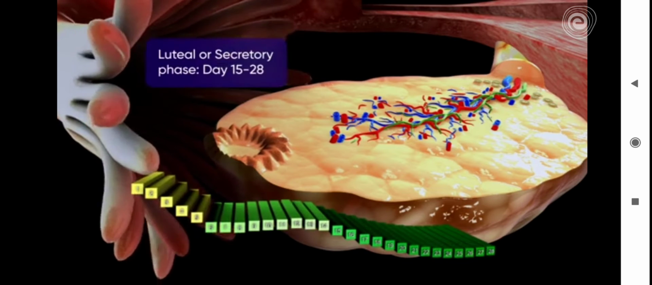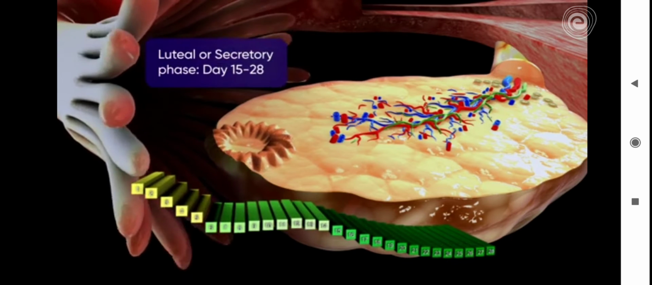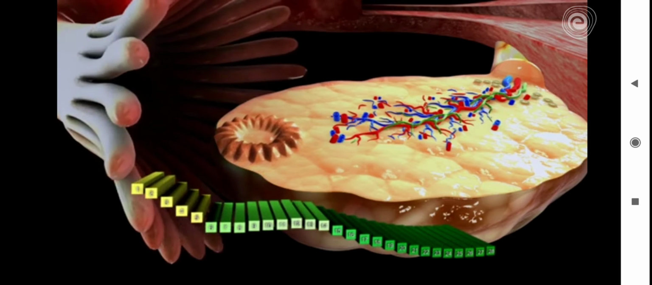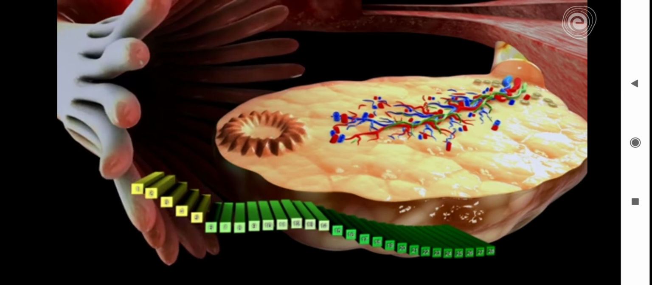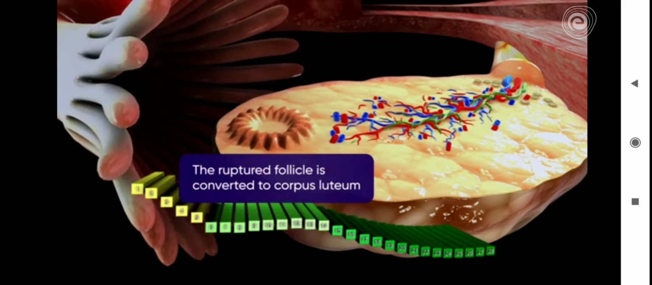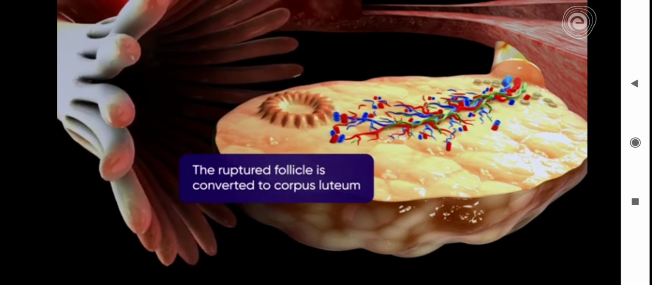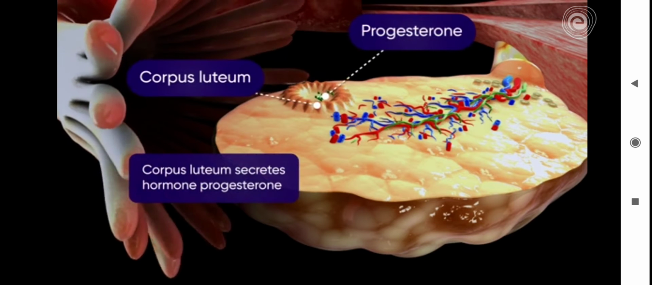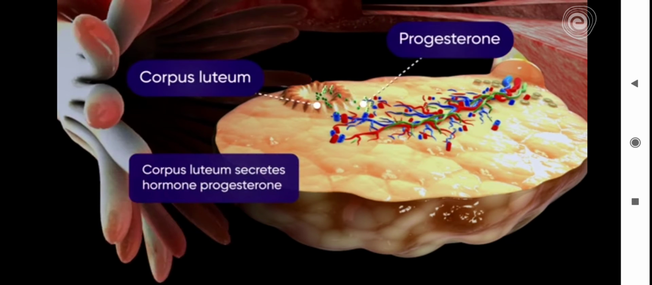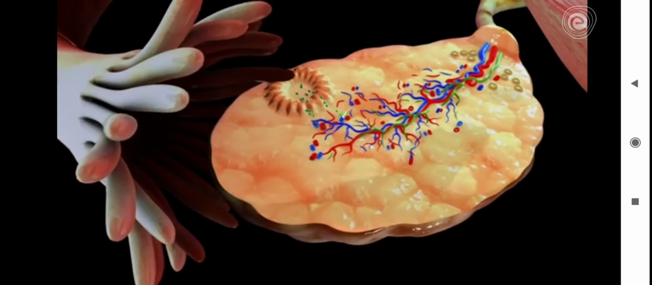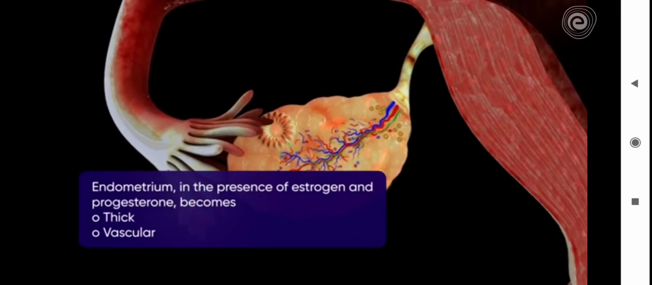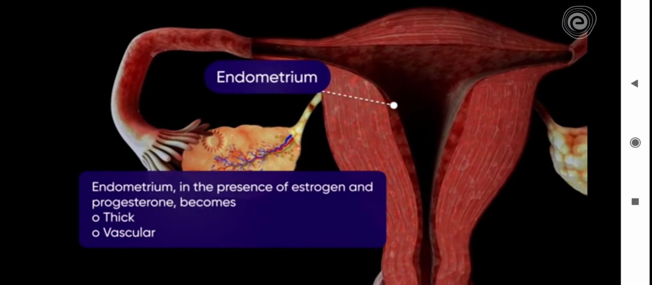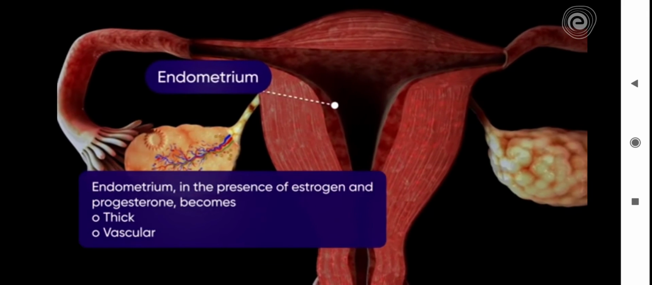After ovulation, from day 15 to day 28, the menstrual cycle enters the luteal or secretory phase. The ruptured follicle in the ovary is converted to corpus luteum, which begins to secrete the hormone progesterone. Meanwhile, in the uterus, the endometrium in the presence of estrogen and progesterone continues to thicken and become vascular.